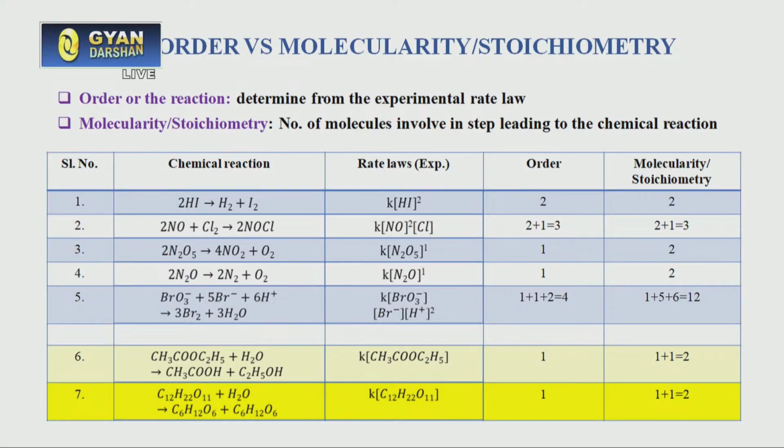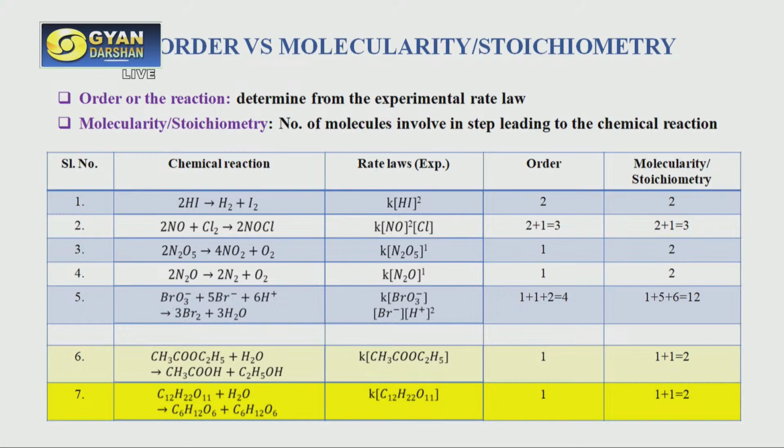So basically we have covered the differential rate law, and here the most important part we are going to cover is order versus the molecularity of the reaction. What is the order of the reaction and what is the molecularity of the reaction? In the previous lecture and today also we say that the order of the reaction is determined from the experimental rate law. Simply by seeing the equation we can't define the order of the reaction. We must perform the experiment and produce some data. On that basis we can say this is the order of that reaction, whereas molecularity is the number of molecules involved in a step leading to the chemical reaction.